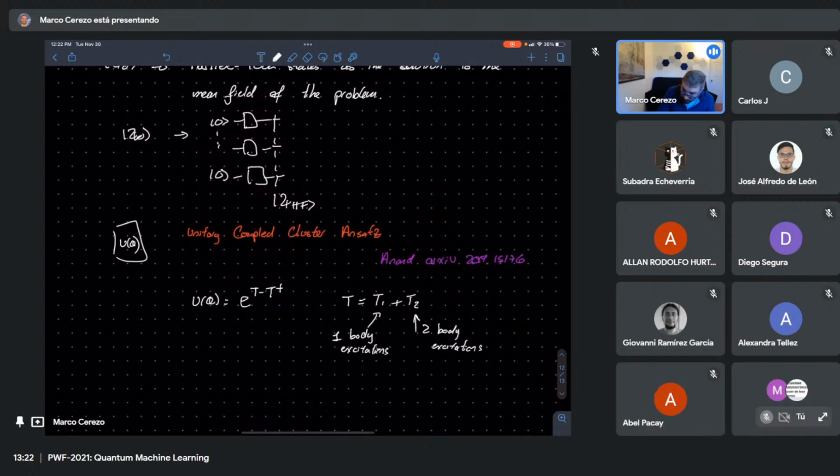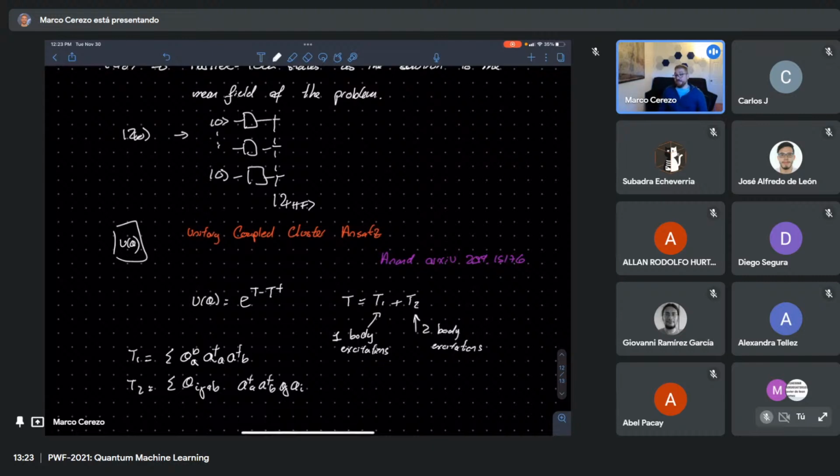Quantum chemistry has been around for quite a while, and they've developed those methods. For instance, T1 is usually a summation of the form theta_ia, a dagger_a a_i. Then we have T2, which is just going to be two-body excitations, theta_ijab, a dagger_a a dagger_b a_j a_i.